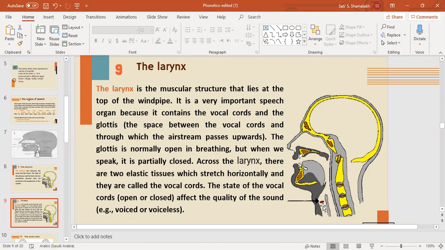Across the larynx, there are two elastic tissues which stretch horizontally. Look at the brown, look at Adam's apple, تفاحة Adam. There is a brown color here, which shows the vocal cords. They are stretched horizontally, بمروا بالحنجرة بالعرض مش بالطول. Okay? And they are called vocal cords. The state of the vocal cords, open or closed, يا اما بيكونوا open يا اما بيكونوا closed, affects the quality of the sound as voiced or voiceless. So when they are open, they produce voiced sounds, أصوات مجهورة. When they are closed, they produce voiceless sounds. طيب.